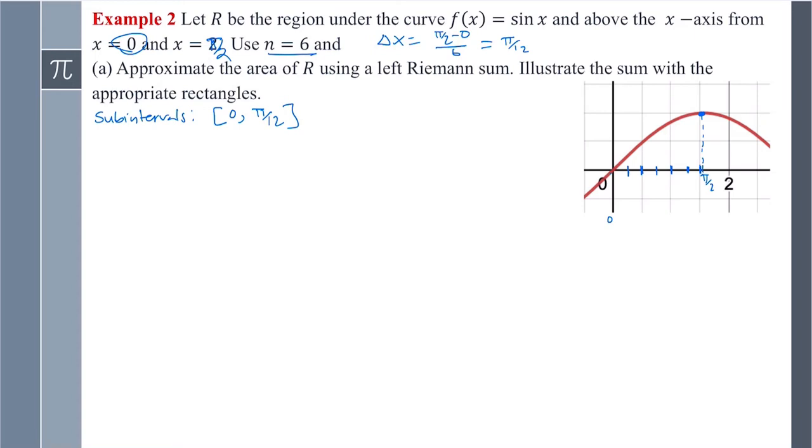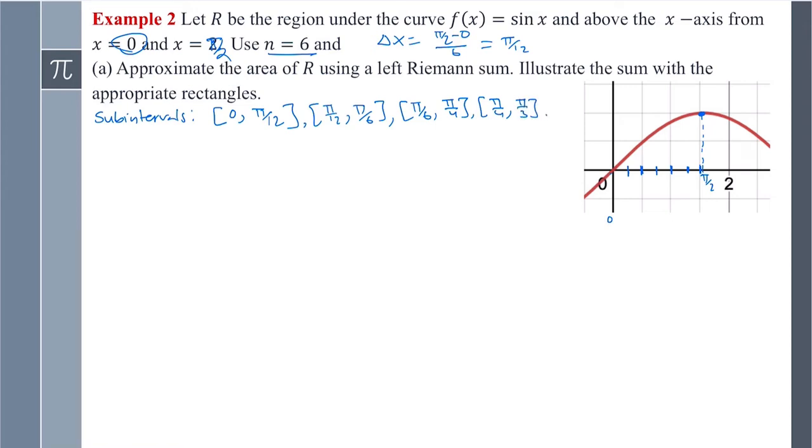So the first sub-interval. The second sub-interval is pi over 12, comma, so add pi over 12 plus pi over 12, which is pi over 6. So the second point is pi over 6. Then the third one is pi over 6 to, when we add pi over 12 to this one, we get pi over 4. And the next one is pi over 4. Then add pi over 12 to this one, we get pi over 3.